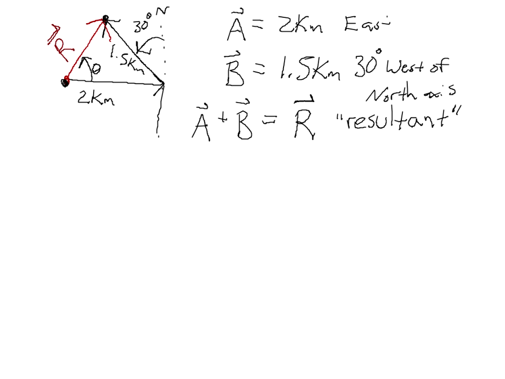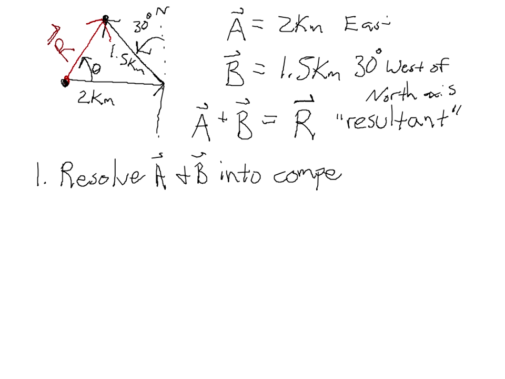The first step when you want to add two vectors by components is you do what is called resolving the vectors into components. So we need to resolve both A and B into components. So the obvious question is, okay, what's a component? We need to stop for a minute. This should be component. That's an O, not an E.